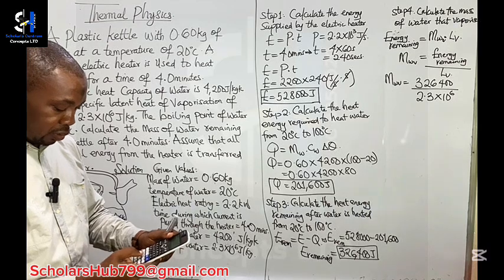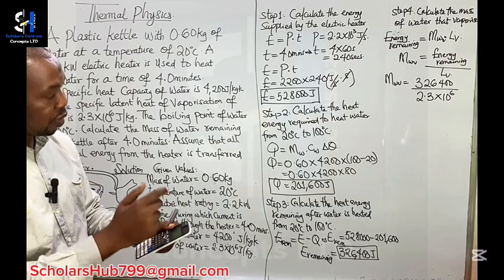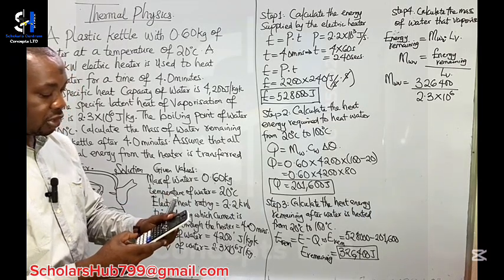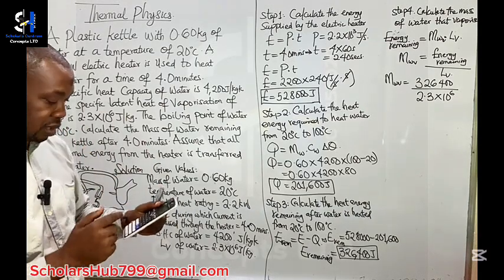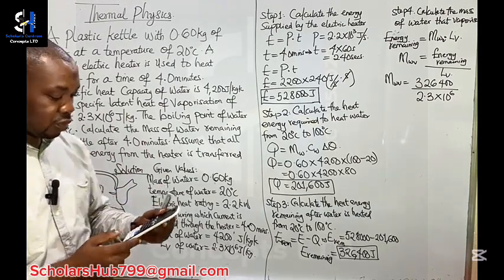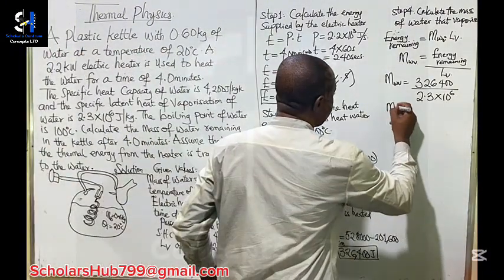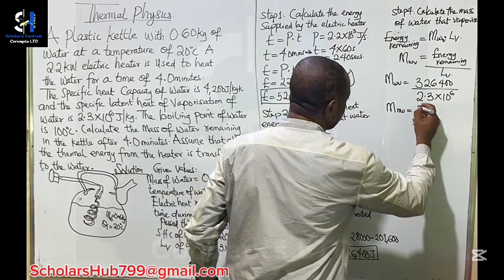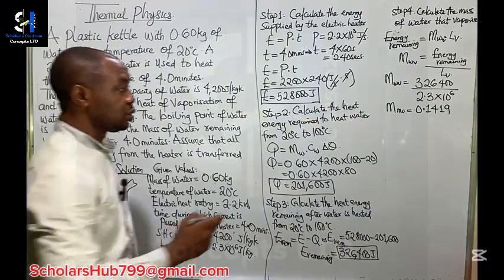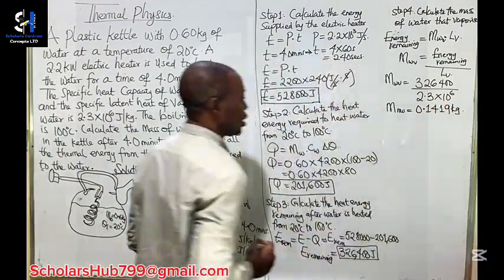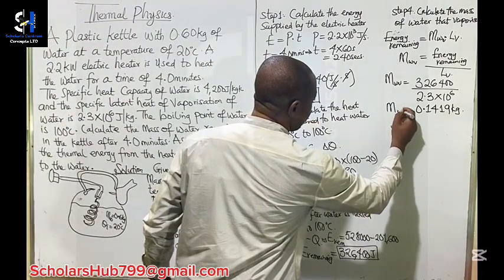Now we know that 326,400 divided by 2,300,000, that 10 raised to the power of 6, that will be 0.1419. So we have the mass of water that vaporized to be 0.1419 kilogram. So that's the mass of water that vaporizes.